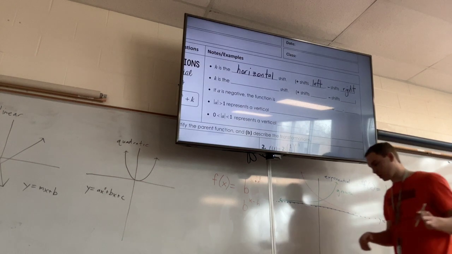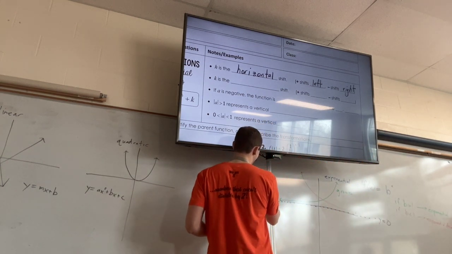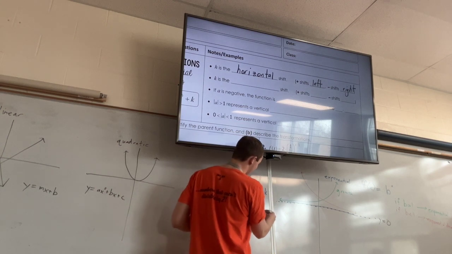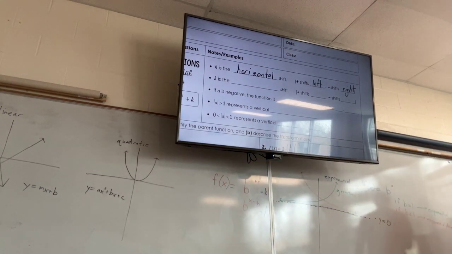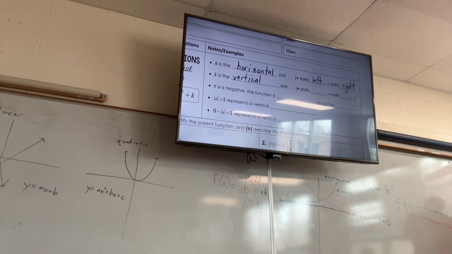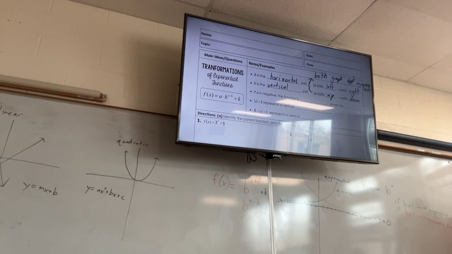Okay, k. So if I take my parent function and I add a k outside the exponent, or I subtract a k outside the exponent, that's going to shift my graph and my asymptote up and down. Okay, this is the same now. It's not backwards. A plus makes it go up, a minus makes it go down. Both the graph and the asymptote are going to shift.